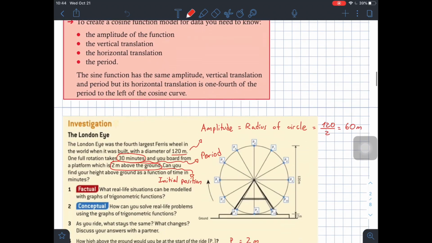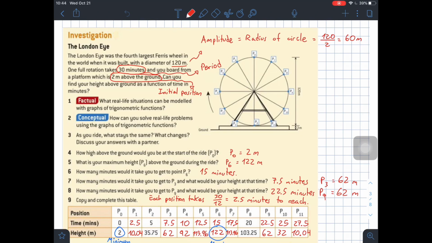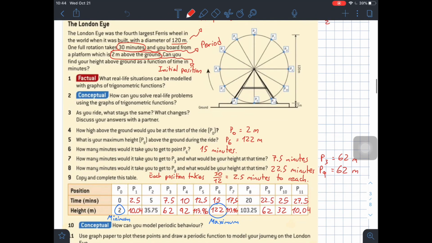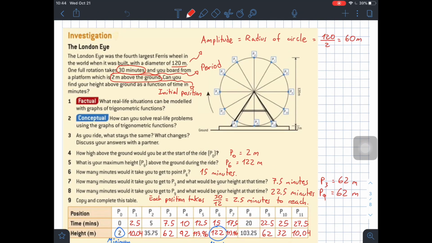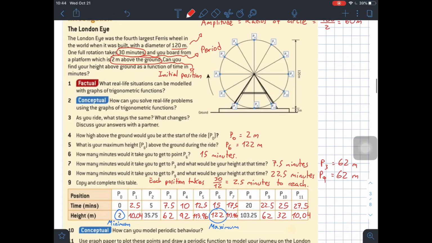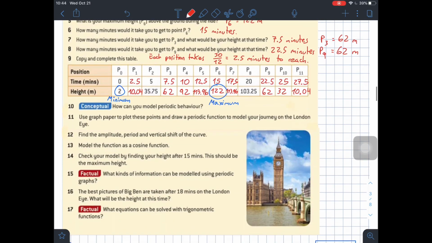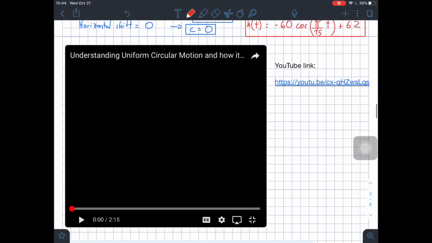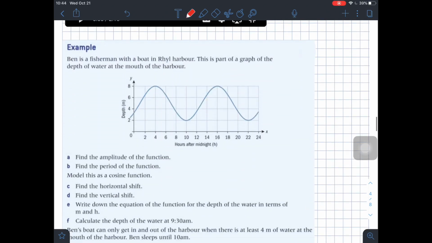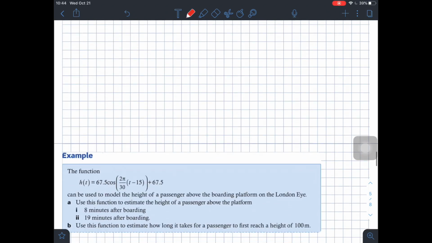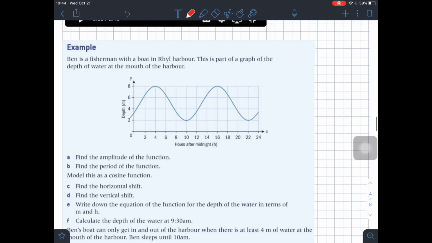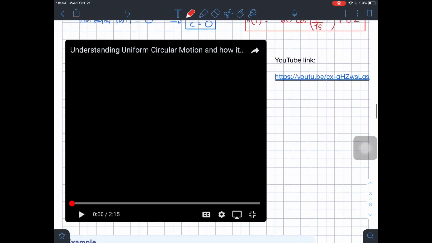We have seen an investigation, which is about the Ferris wheel, the London Eye, right? And we have analyzed how we can relate this real life situation to periodic functions, right? We have found the function that describes this motion particularly. Okay. So now we're going to see some other examples. We're going to see this one and one last one over here in order to see how we can apply this to different situations. Okay.